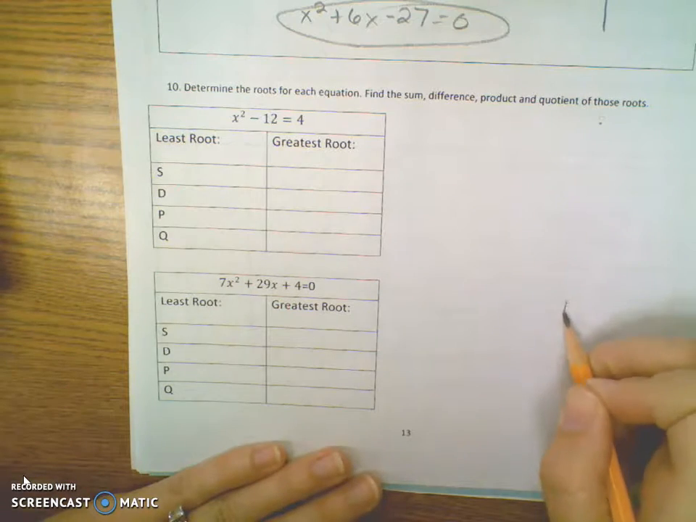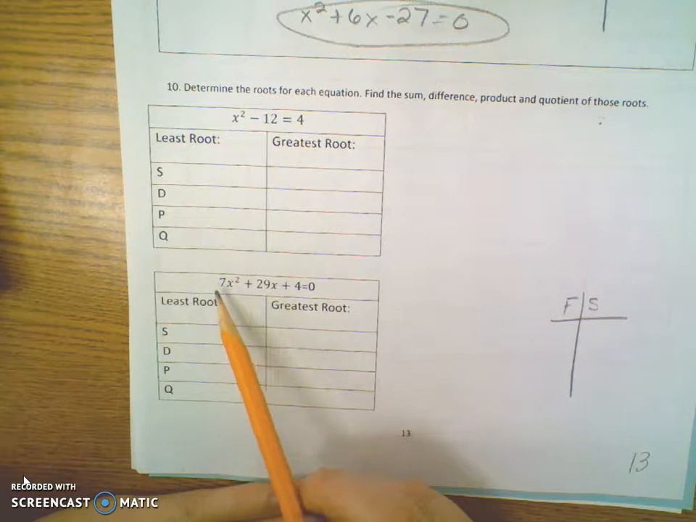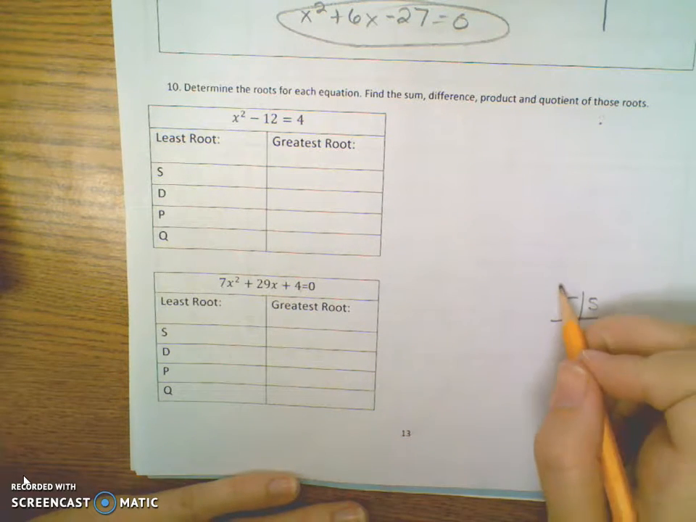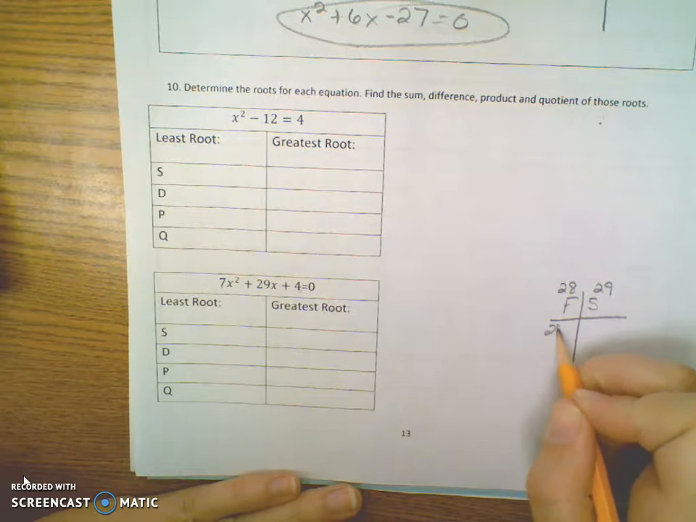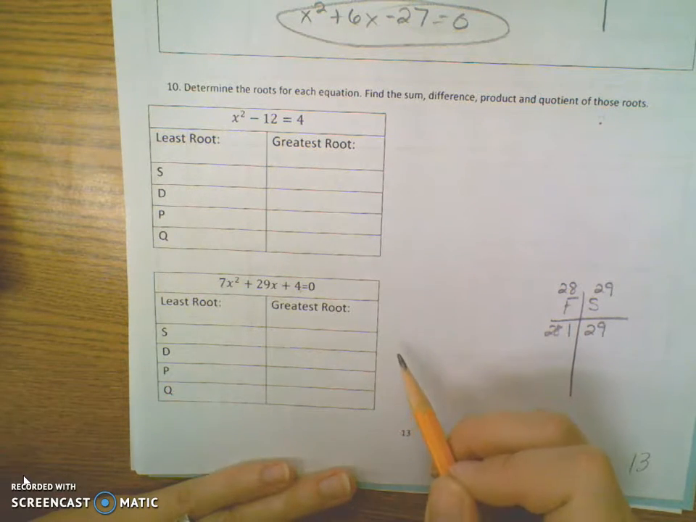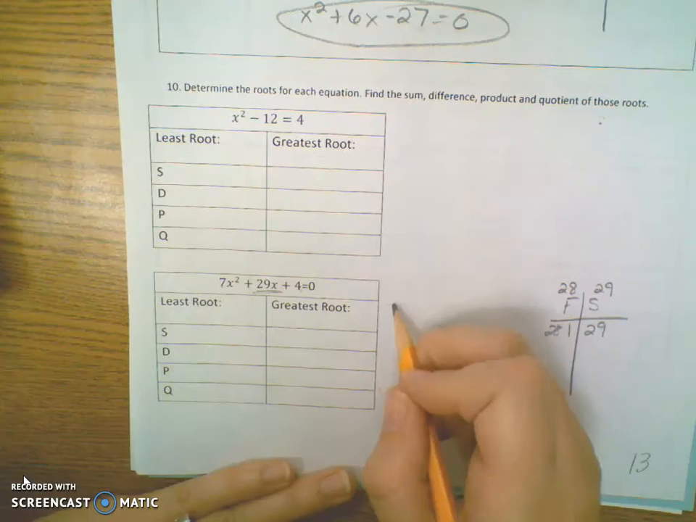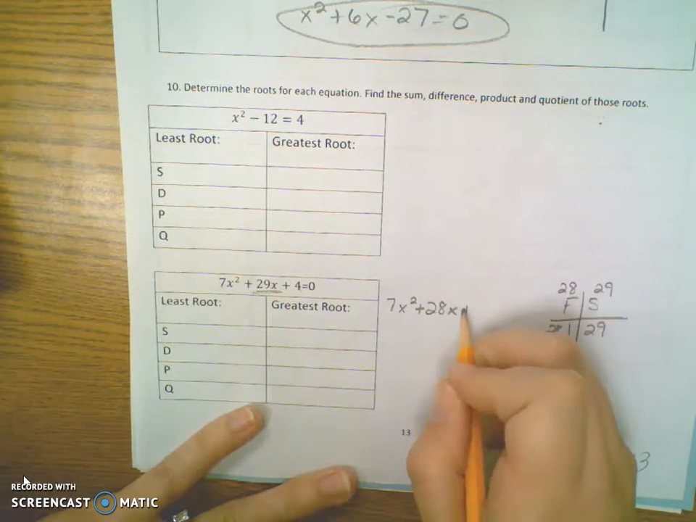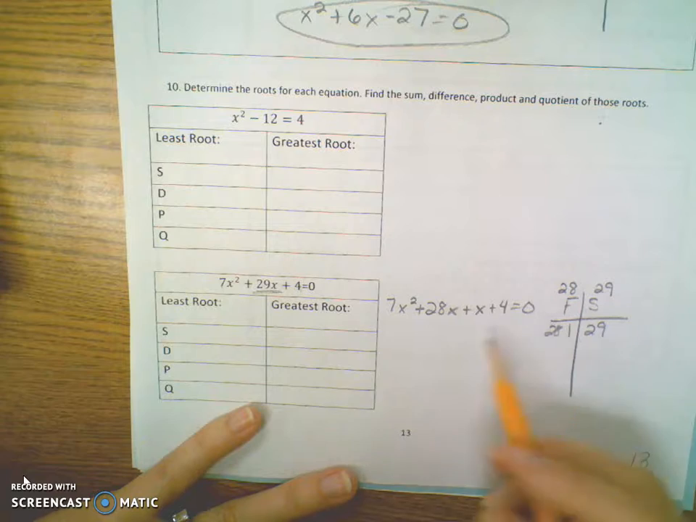So we're going to do a factor sums table on this one. Our factor is going to be 7 times 4, so that's going to be 28. And our sum is going to be 29, which means that 28 plus 1 gives me 29. And so I'm going to rewrite this middle part as the 28 and 1. So I have 7x squared plus 28x plus 1x plus 4 equals 0, and then I factor by grouping.